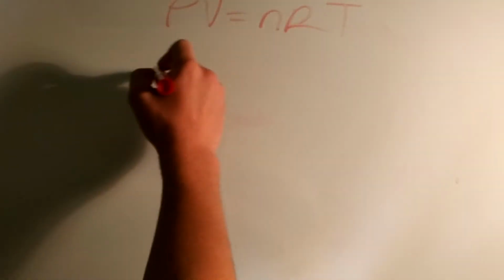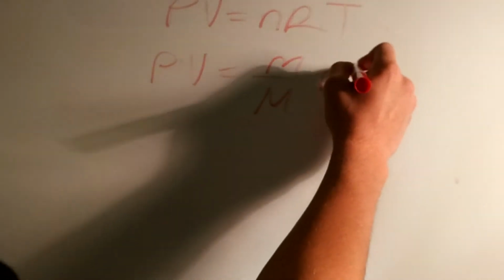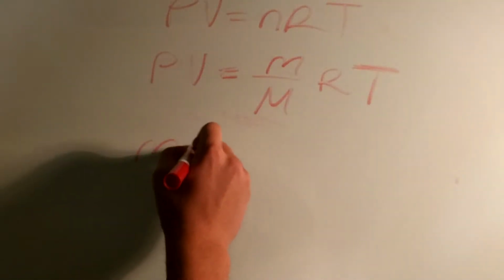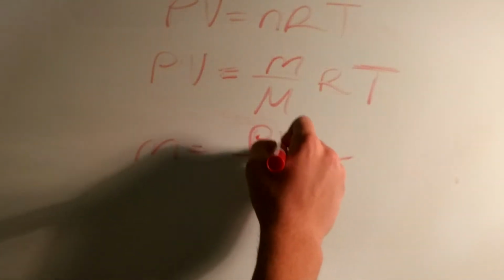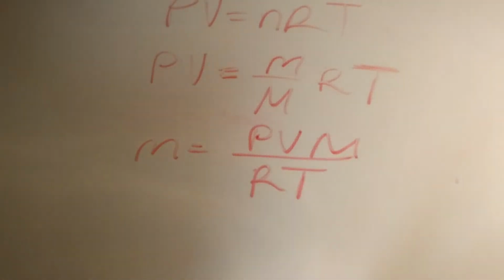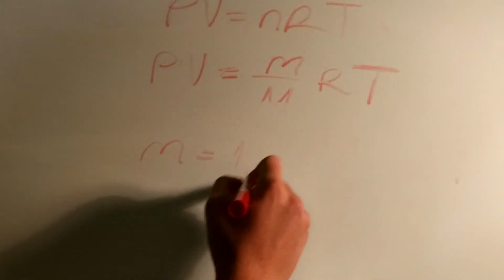P times V is equal to N times R times T. Now we have to find the mass, so instead of N we can write it as m over M, the mass over the molar mass, times the gas constant times the temperature of the gas. And if we solve that for m, we get that m is equal to P times V times M over R times T. And if you plug in the numbers for the mass, you will get that m is equal to 1.17 grams. So that's the mass of the gas inside the cube.